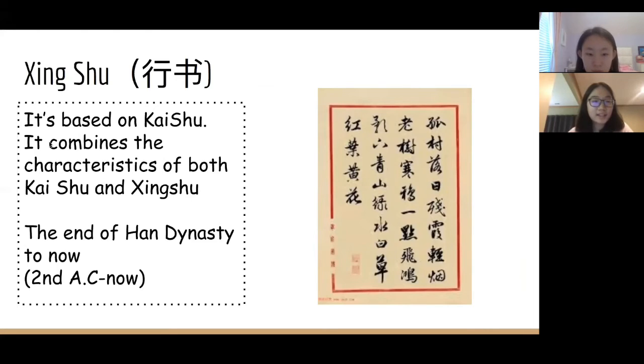And then the last evolution period is Xingshu. It's based on KaiShu and it combines the characteristics of both KaiShu and CaoShu. It also happened from the end of the Han Dynasty to now, as you can see here.